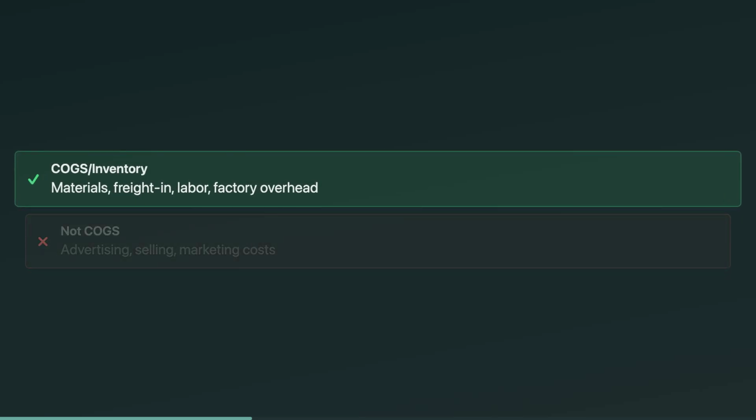So what goes into COGS? Think direct costs of the goods sold, plus certain production support costs: materials including freight in, direct labor for making the product, and factory overhead tied to production. What does not belong? Selling and marketing costs like advertising. A classic trap is trying to shove period expenses into inventory just to delay or accelerate deductions.